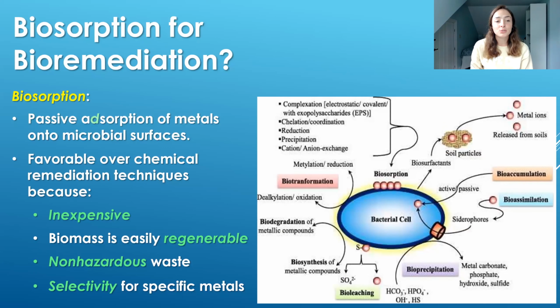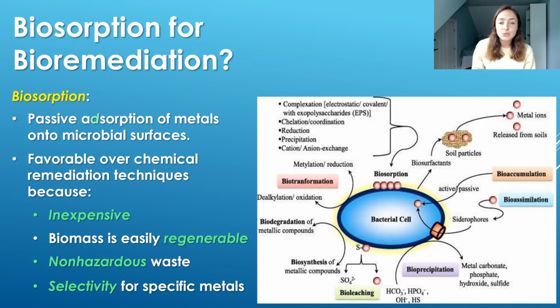First, we'll talk about biosorption. Biosorption is the passive adsorption of metals onto microbial surfaces. What does this mean? Well, adsorption rather than absorption is the adsorption of metals onto microbial surfaces rather than into microbes themselves, whereas absorption with a B is absorption into, and that applies to absorption or adsorption of anything. It's not just with microbes. So in the case of biosorption, we're talking about the passive adsorption of metals onto microbial surfaces.